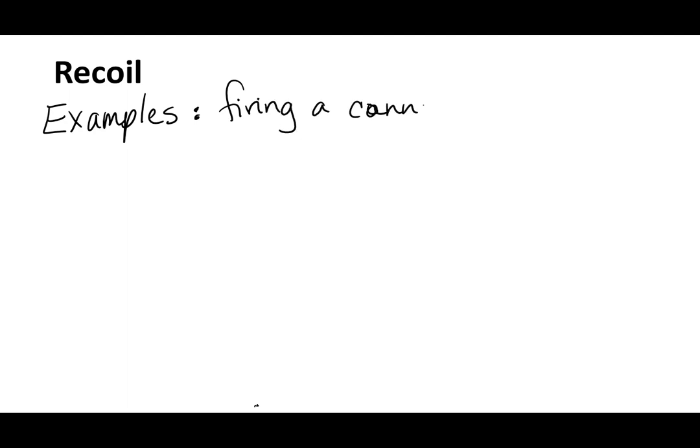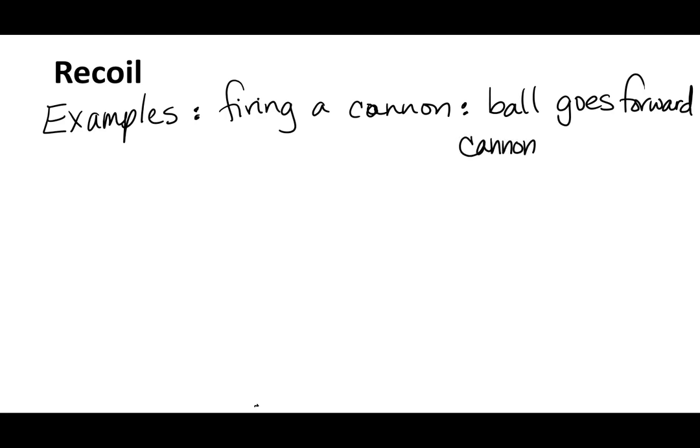This one is going to talk about recoil. And an easy way to discuss recoil is thinking about some examples. So let's start there. Examples of recoil would be firing a cannon. Whenever you fire a cannon, the cannonball actually goes forward, and then the cannon rolls back.